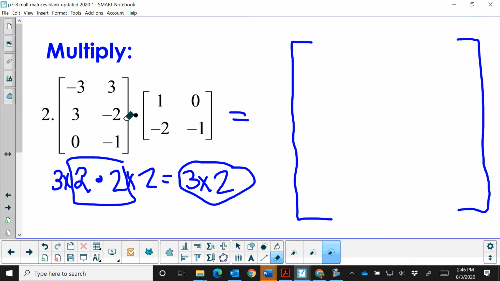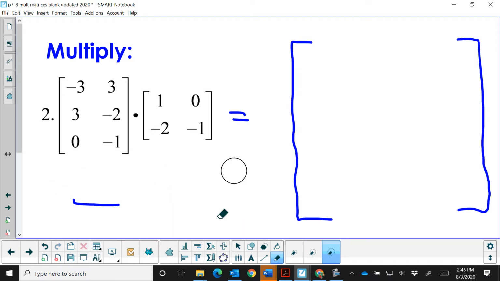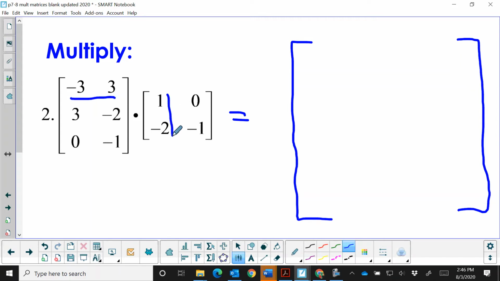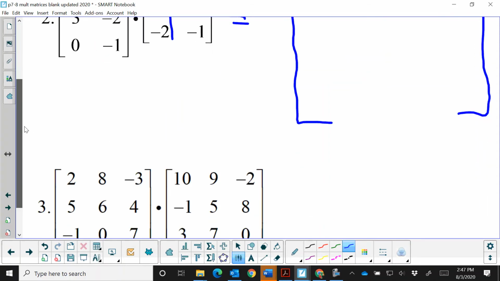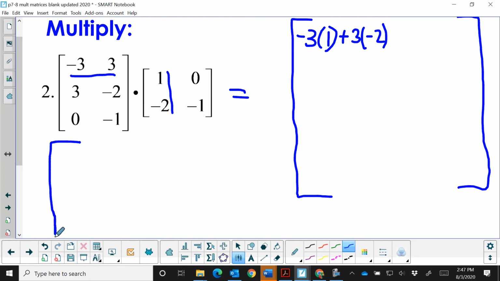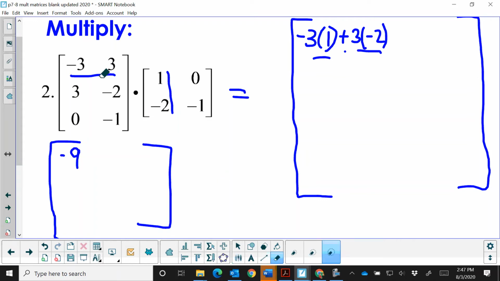Okay, so now let's highlight and work through this one. Okay, so I'm going to take this row times this column. So I have -3 times 1. My first times my first, then I take my second times my second. So plus 3 times -2. Okay, I'm going to go down and go ahead and get my answer. So my answer is going to be -3 plus -6, which is -9.